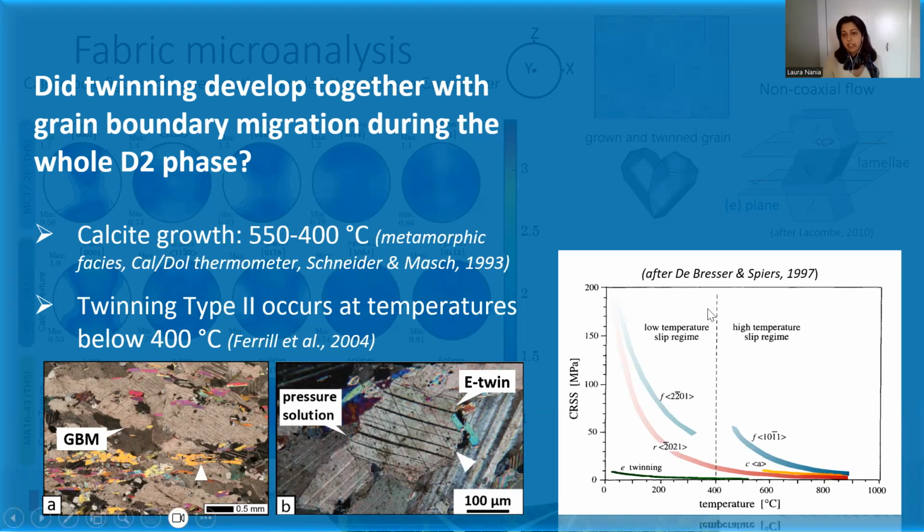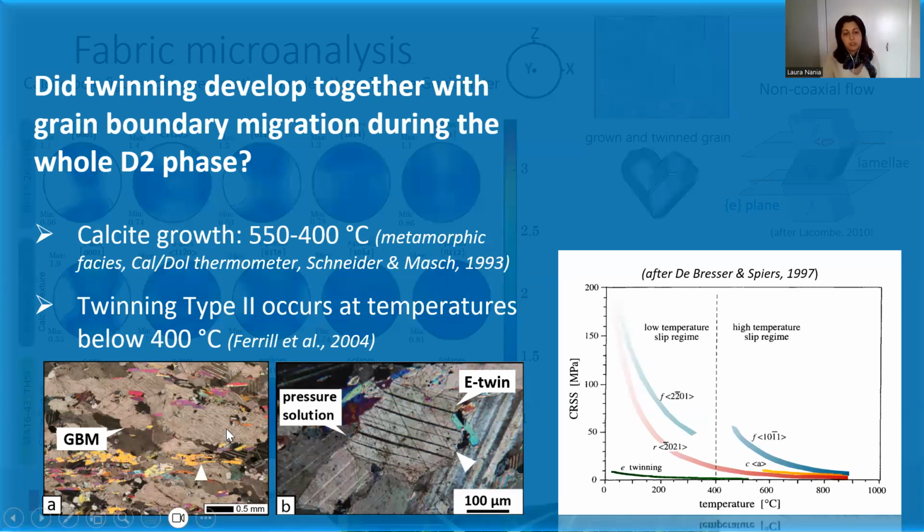But if we look, for example, at the graph of Bresser and Spires 1997, where the different deformation mechanisms are plotted, like E-twins in green, or some of the major grain boundary mobility related mechanisms in red and light blue. Well, we have an overlap of these two mechanisms, but actually at temperatures below 300 to 400 degrees Celsius.